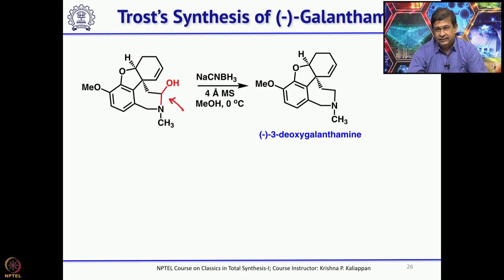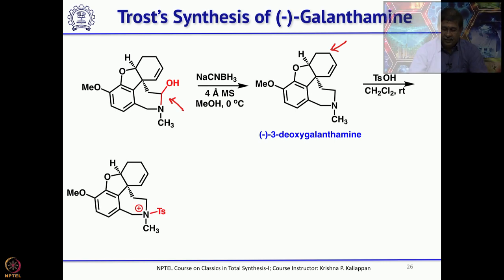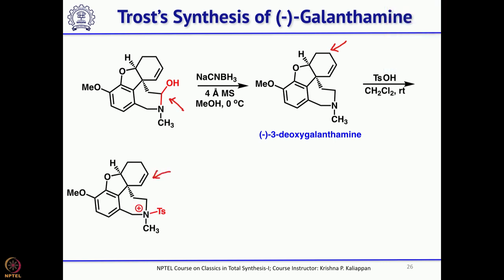Okay, this is how Trost group prepared the 3-deoxygalanthamine. If you look at this structure and compare it with galanthamine, what is missing is the extra oxygen here. What is missing is the extra oxygen here. So that can be easily done by epoxidation of this double bond and migration. Okay. So before that, the tertiary amine was protected by treating with toluenesulfonic acid.